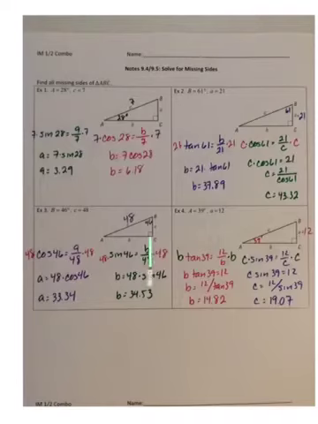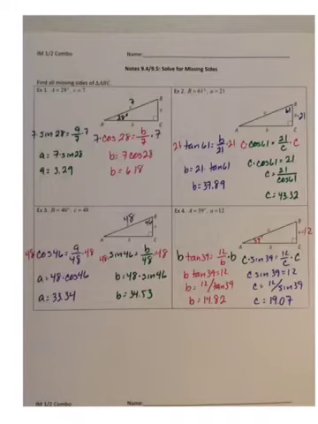So now for the opposite leg, well, that would be sine, so S-O-H, opposite over hypotenuse. So the sine of 46 equals b over 48. Multiply both sides by 48. So b equals 48 times the sine of 46. Plug that into the calculator and get 34.53.